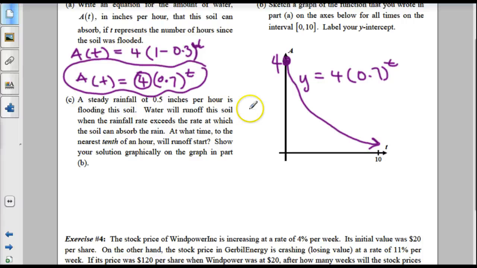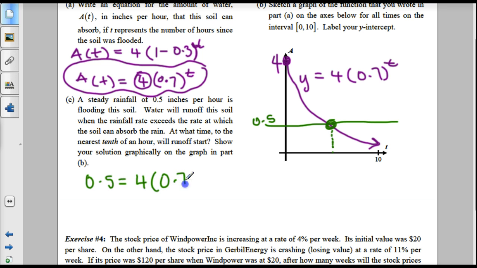Show your solution graphically. So I'm asking you, this is 0.5. What is this point right here? When it comes down, what is that point right there? Now, you can set the graph up. You know your final answer needs to be 0.5, and you know what the equation is. 0.7 t. This is multiplying.